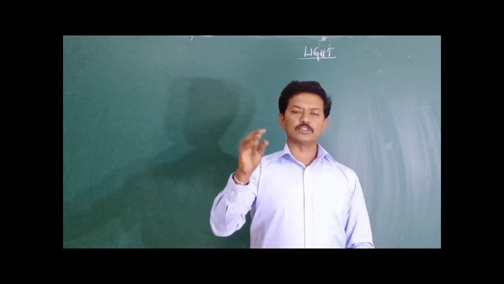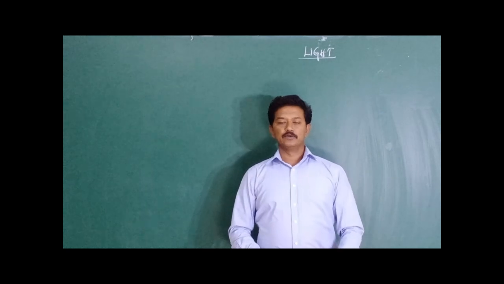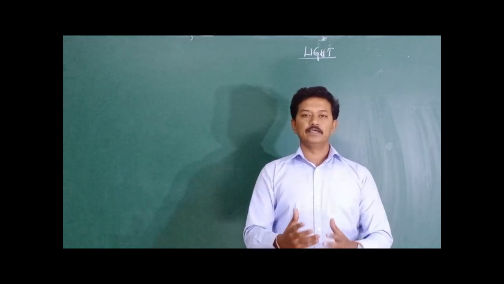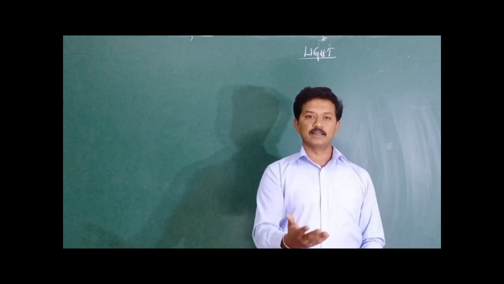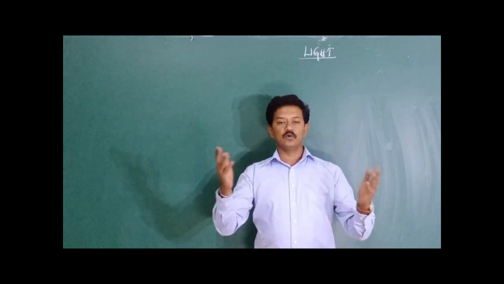There should be a source of light. If you want to see certain objects, we need a source of light. So what does source of light mean? Here, an object should be able to produce its own light. For example, the sun. We can see the sun because it gives out its own light to us.